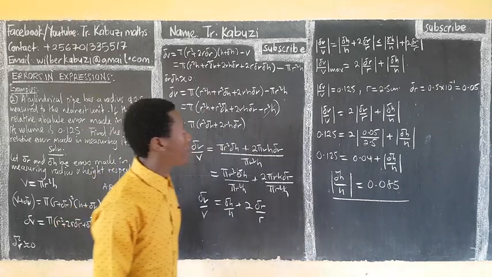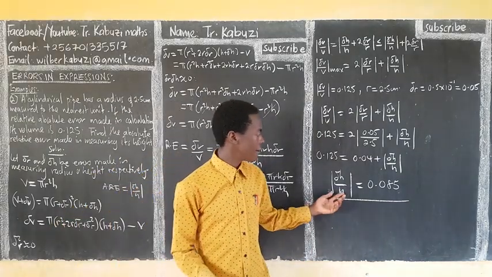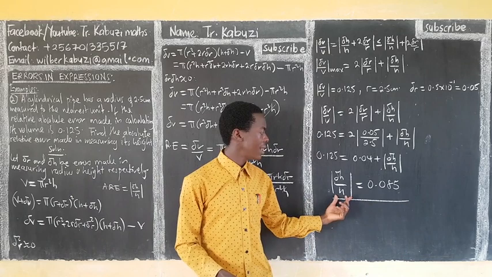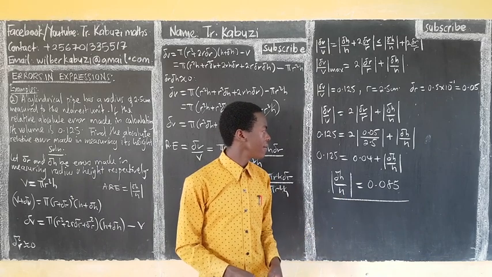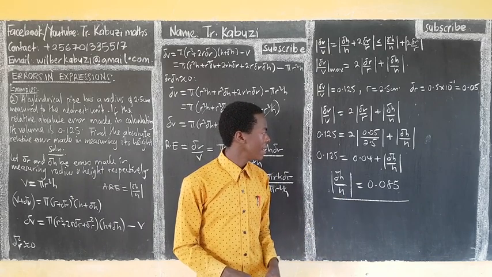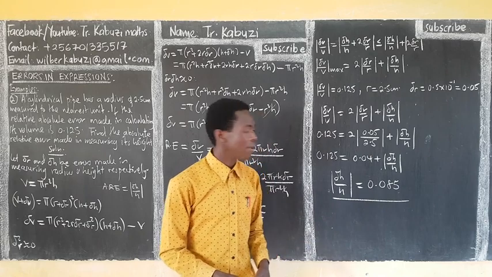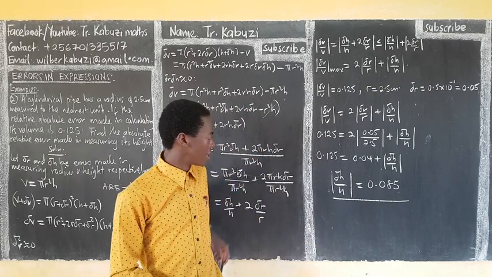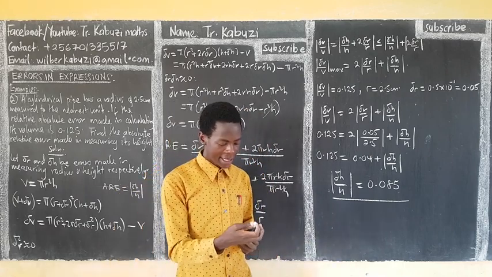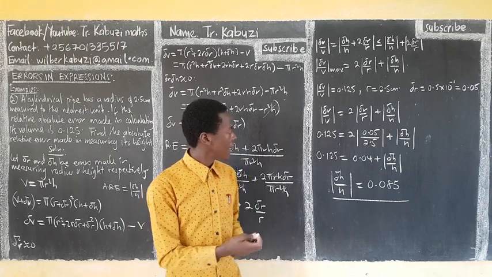So that's now the relative absolute error in measuring the height, which is given by that. So that's it, members. We are going to see more examples in the next lesson.